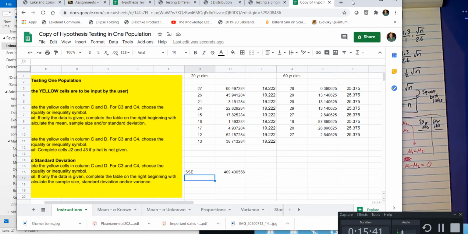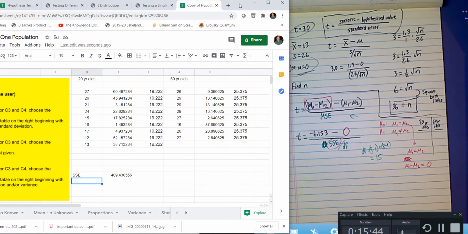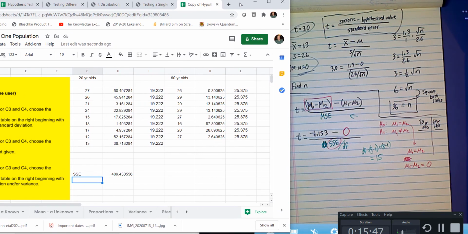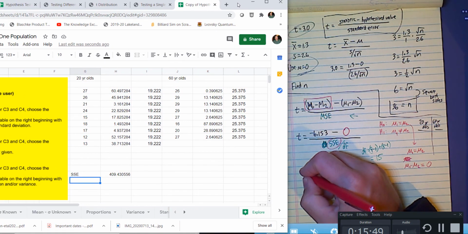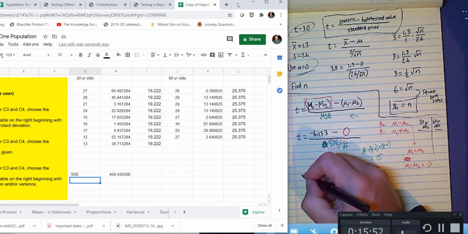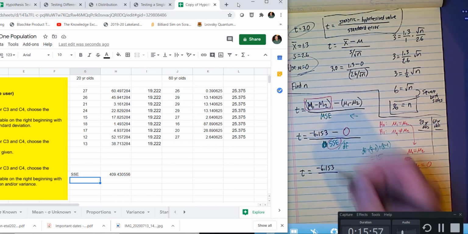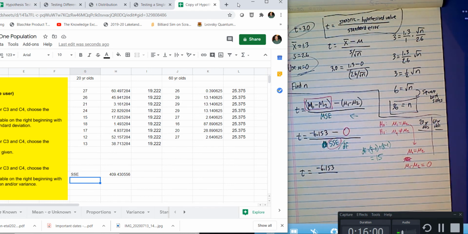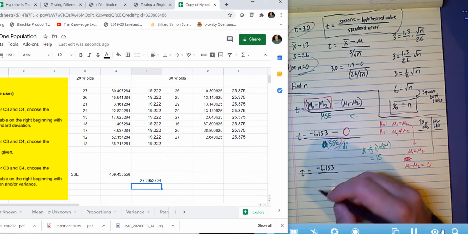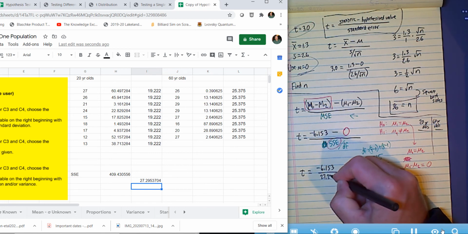What do we do with the SSE again? Oh yeah, it's in the formula here. So now I need to get this denominator for t, right? So right now, what I have is t is negative 6.153 divided by, it's supposed to be SSE divided by 15. I may as well do that on the calculator as well. So let me put equals this divided by 15. And there's my 27.295.